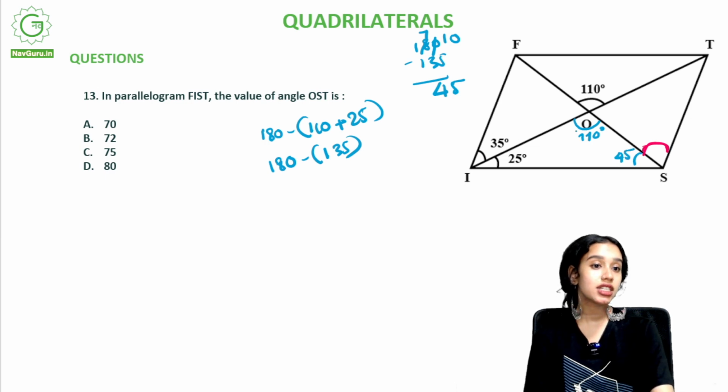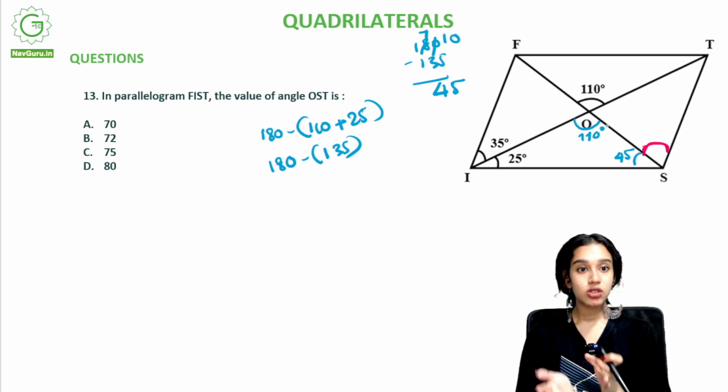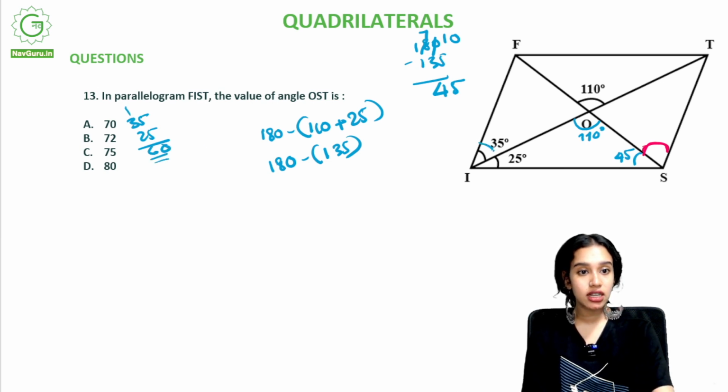So what is the relationship between these two angles? So this angle and this angle are linear angles, complementing each other. So 35 plus 25 is 5 plus 5 is 10, 5 plus 1 is 60. So this angle is 60, right? So this angle would also be equal to 60, right?